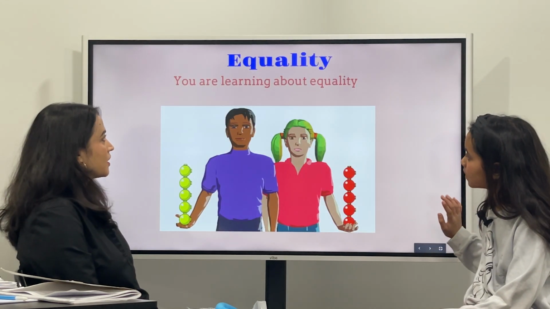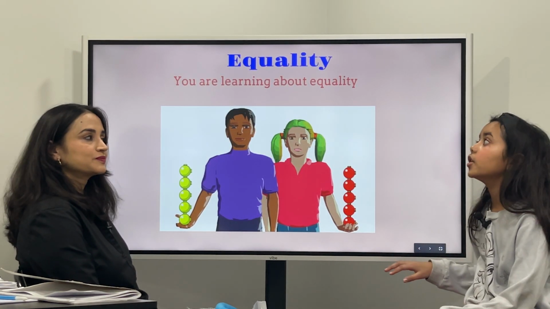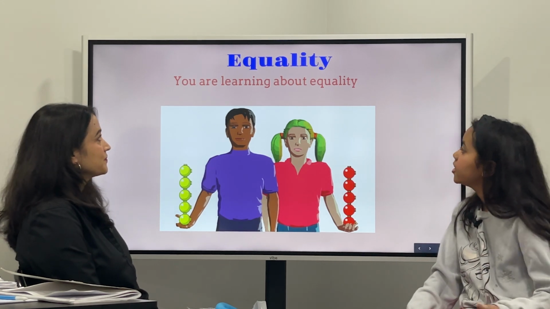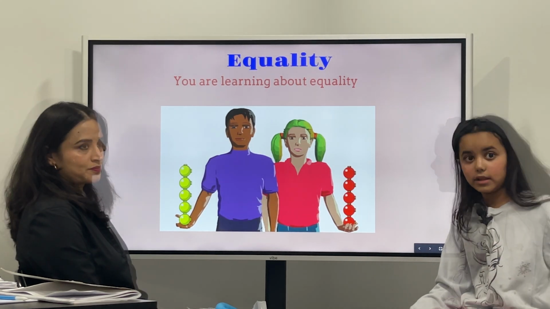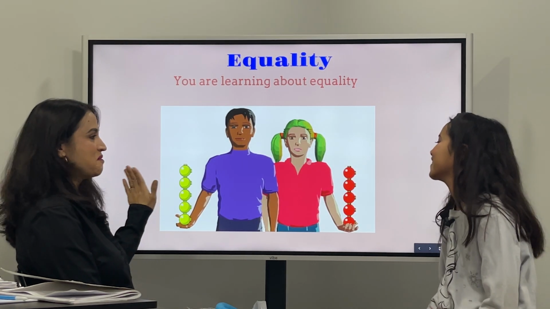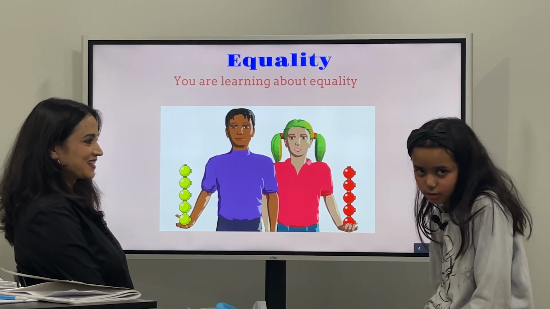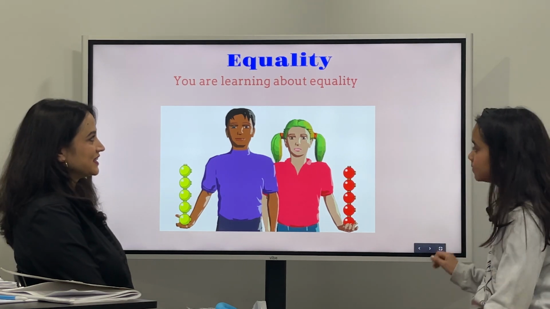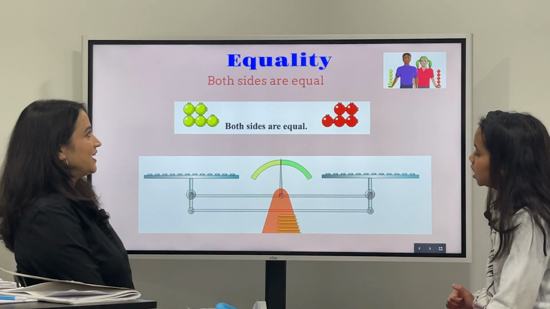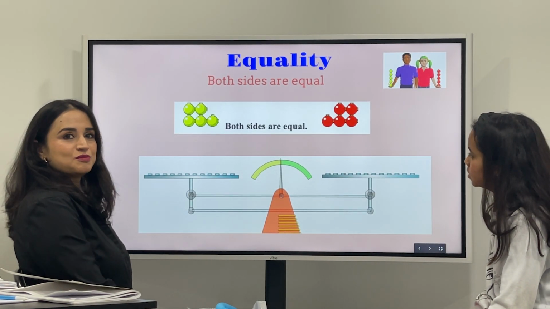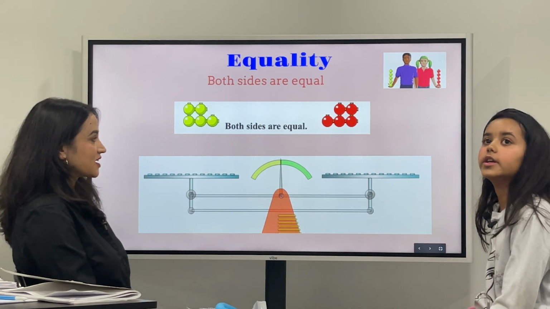So you are learning about equality. 1, 2, 3, 4, 5. This man has 5. And then 1, 2, 3, 5, 2. Okay, so that's equality. That means both sides are equal.